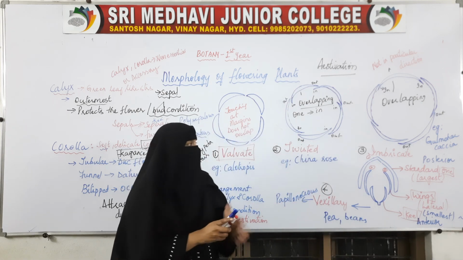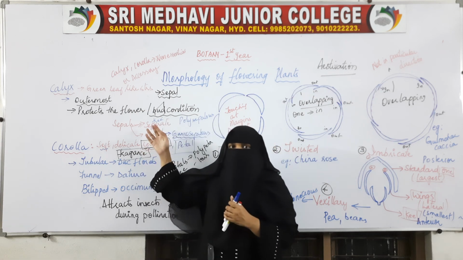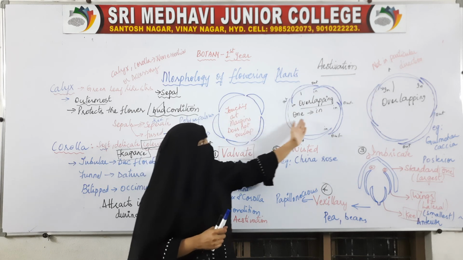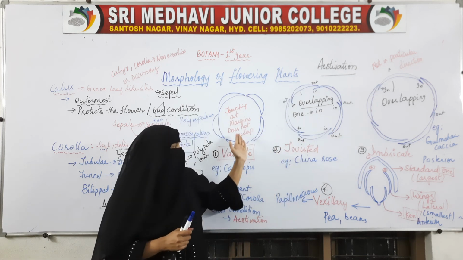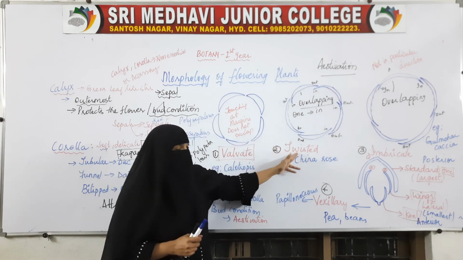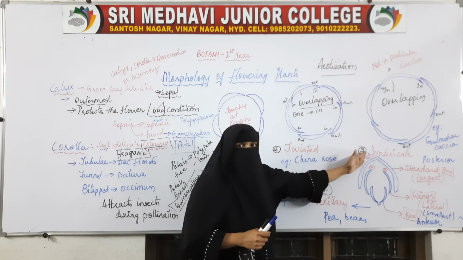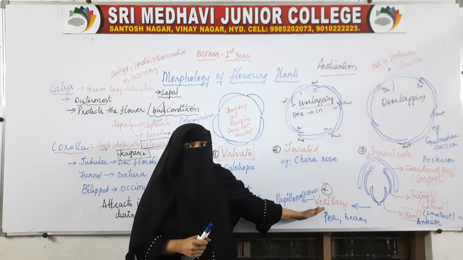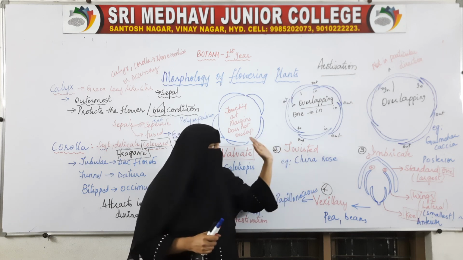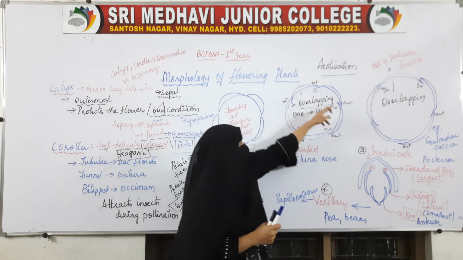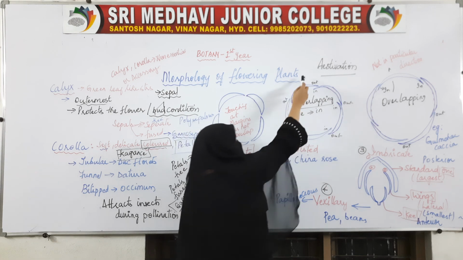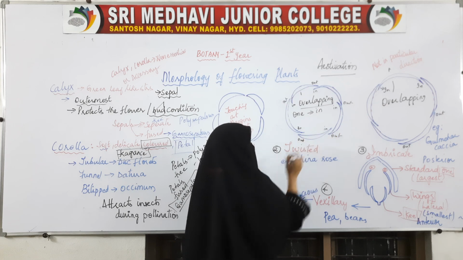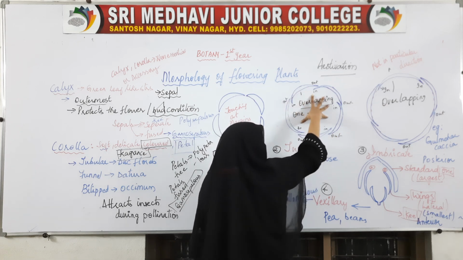So this is how calyx and corolla are arranged. They are arranged in 4 different arrangements: valvate, twisted, imbricate, and the last, vexillary or papilionaceous arrangement. If this is the arrangement of the calyx, the same arrangement of the corolla will be there, because the corolla will be inside. This is the calyx outside, so the same arrangement of corolla will be there.